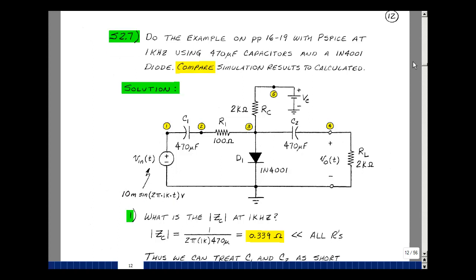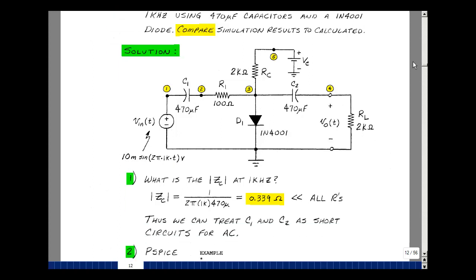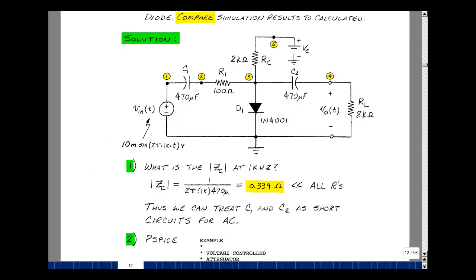What's the magnitude of the impedance of the capacitor at 1 kilohertz? Well, we can go back to ECE302, and the impedance of a capacitor is 1 over j omega c. The magnitude would be 1 over omega, which is 2 pi f, times the value of c, and that is 0.339 ohms. And that's much, much smaller than the resistors that are hooked up in series with it. We could think of this capacitor at 1 kilohertz as if it were a short circuit.